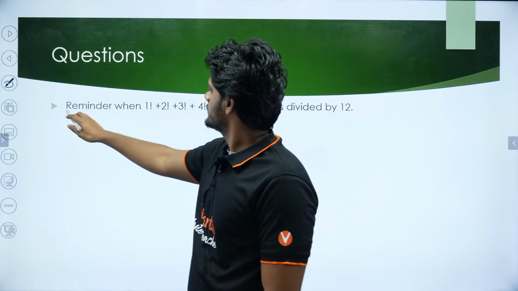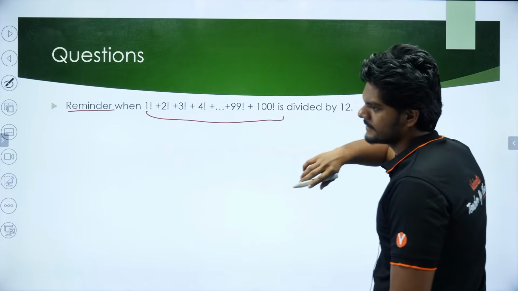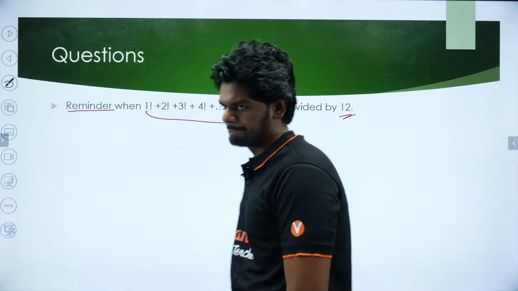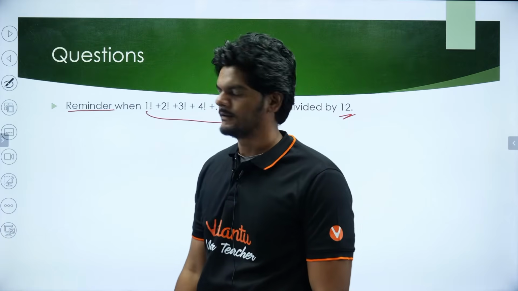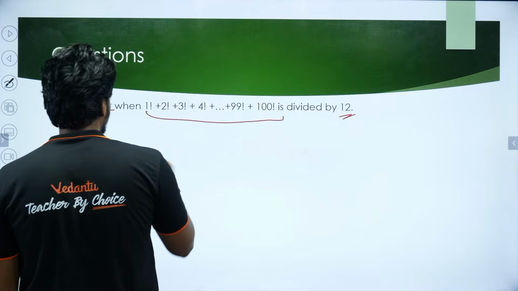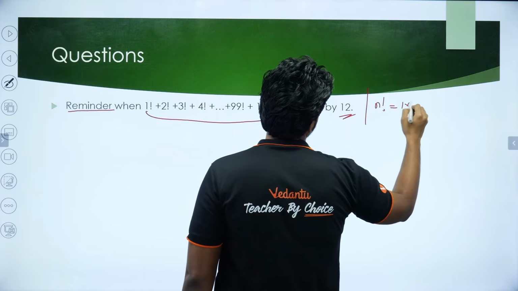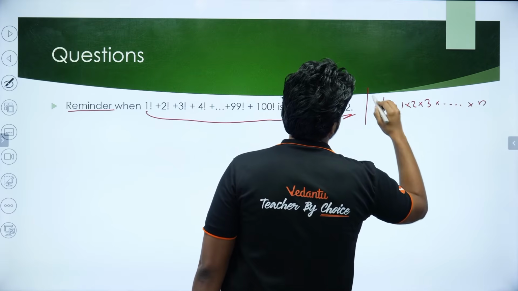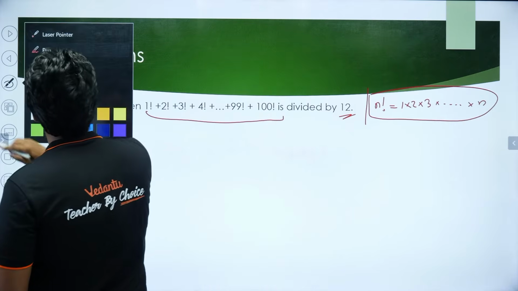What is the remainder? Find the remainder when the sum of 1 factorial, 2 factorial till 100 factorial is divided by 12. You can pause the video and find it. Now, one must note, first of all, what is factorial? n factorial is 1 into 2 into 3 into till n. This product is called n factorial, right?